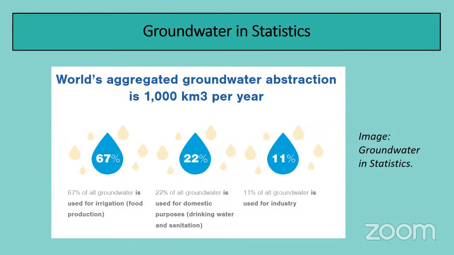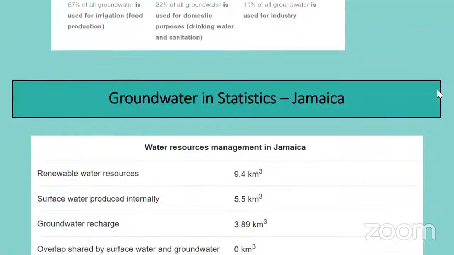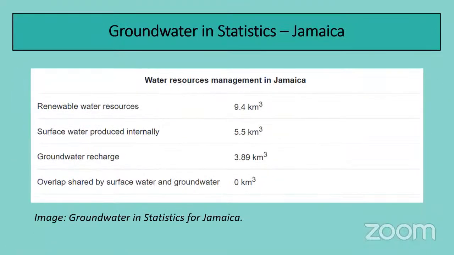Now, 22% of all groundwater is used for domestic purposes. So when you go to drink water at home or to wash your hands or even to dispose of waste, that 22% is accounted for, and 11% of groundwater is used for industry. Industry to do with things like electronics and cars and so forth, and other industries involved in our daily lives. Now, this is groundwater statistics in Jamaica.